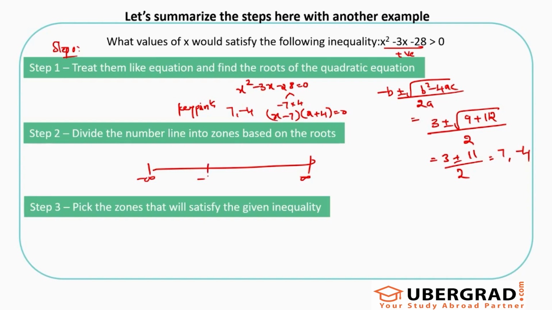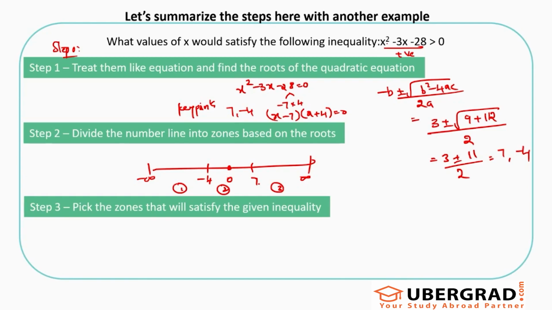So I have minus 4 here, I have 7 here. So we got 3 zones, 1, 2 and 3. Now I need to find which zone is going to give me which signs, right? So let's pick 0 here. It's always easy to take 0, that's why I look for the 0 zone. So 0 is in between minus 4 to 7.